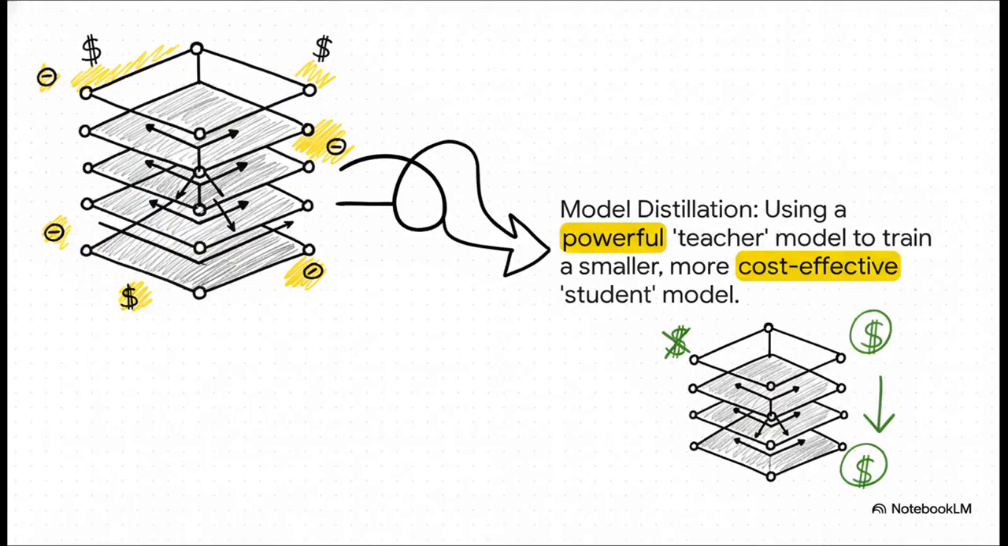And there's another clever strategy here called model distillation. What you do is use a big, powerful, and expensive teacher model to create a really high-quality data set. Then you use that perfect data to train up a smaller, much cheaper student model.